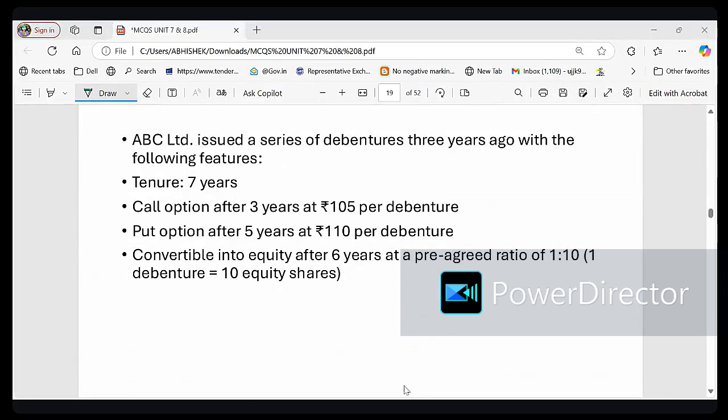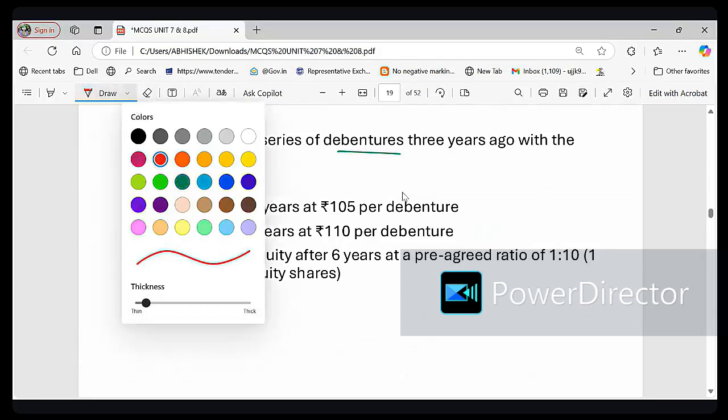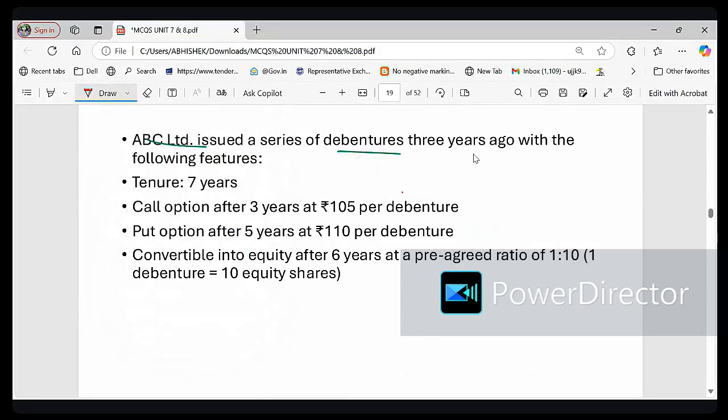What is the significance of ICR? We can understand easily using this example. Let's come back to this particular question. What is happening here? This ABC Limited has issued a debenture 3 years ago, right?